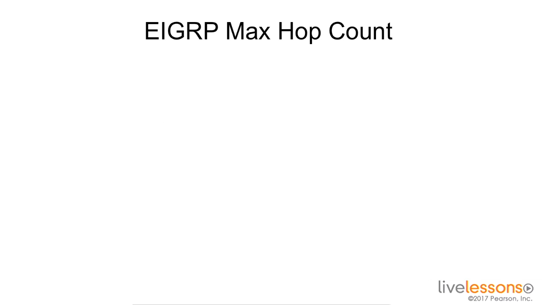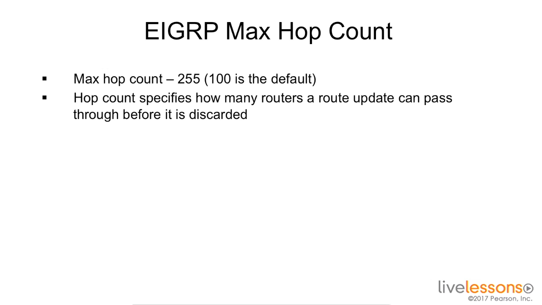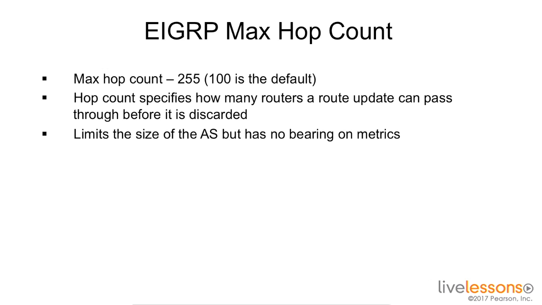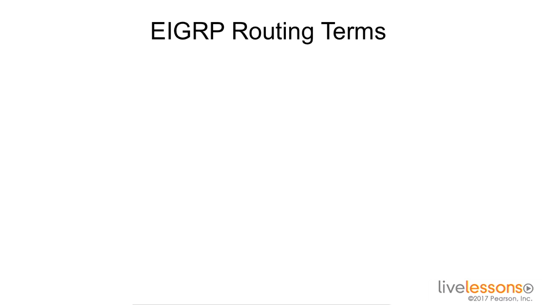In EIGRP, the max hop count can be up to 255, but is 100 by default. The hop count specifies how many routers a route update can pass through before it is discarded. It limits the size of the AS, but has no bearing on metrics.